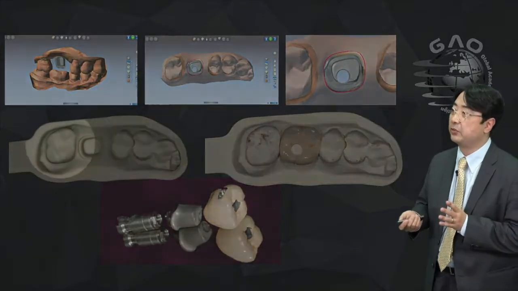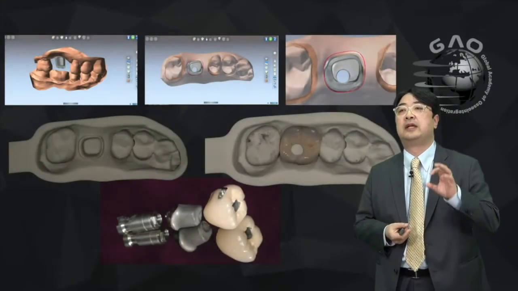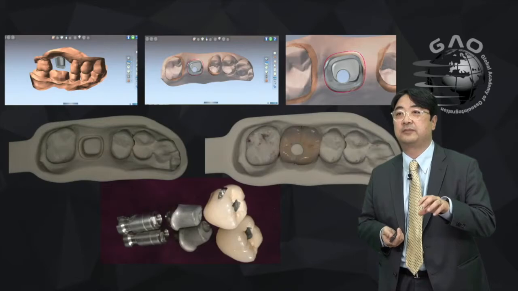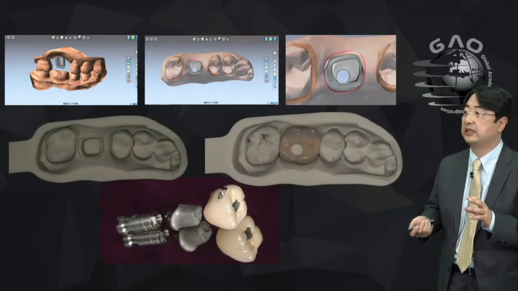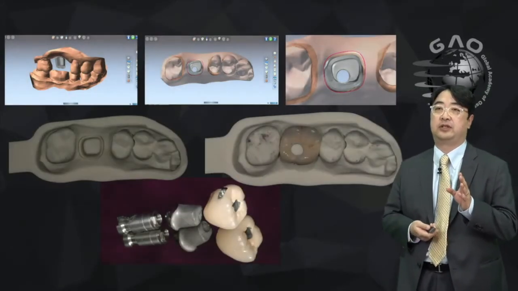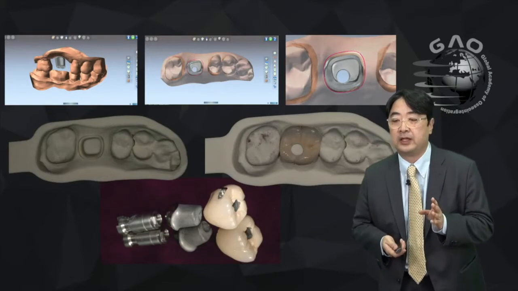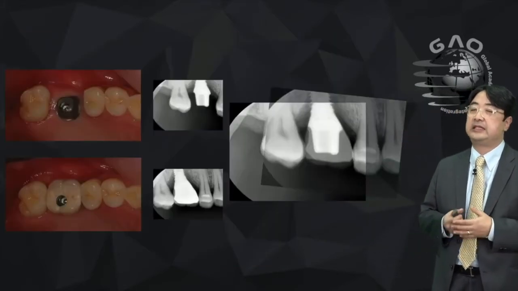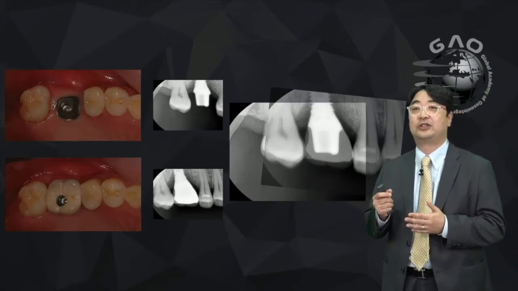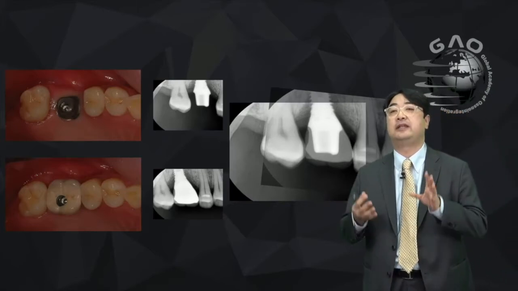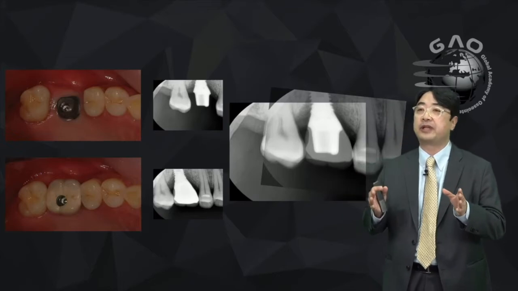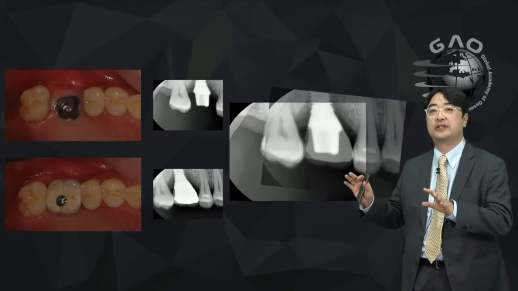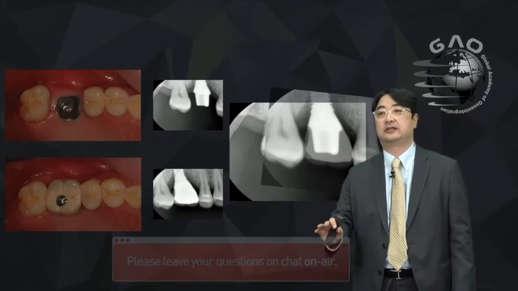On top of this model, my lab technician did the wax-up and casting and built up the porcelain, and he made a PFM crown, a porcelain-fused-to-metal crown. I tried it in the patient's mouth and delivered it. Is it really digital? I didn't make an impression. I made an intraoral scan, but all the other work was not digital, right?